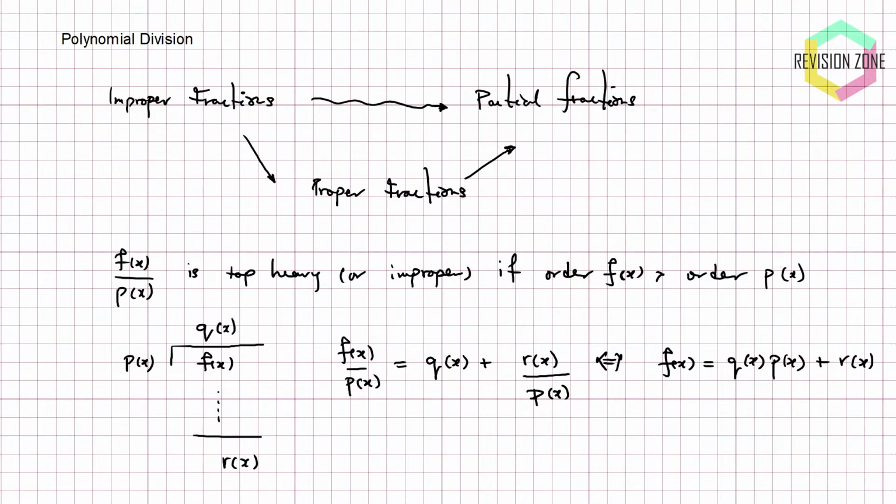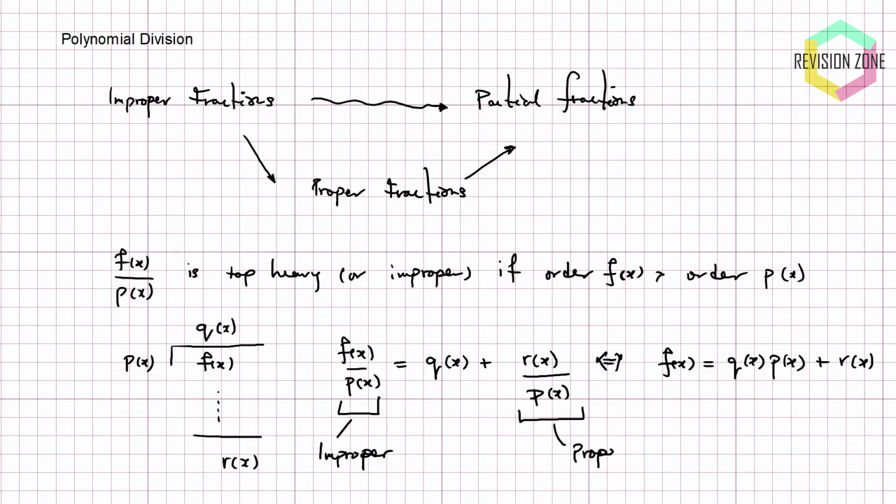Another way of seeing that is if r of x is actually 0, in other words, there's no remainder, so this term just goes away, and f of x can just be factorized into q of x and p of x, right? Now, this is how we can go from having something which is improper to having something which is proper. So this thing here may well actually be improper.